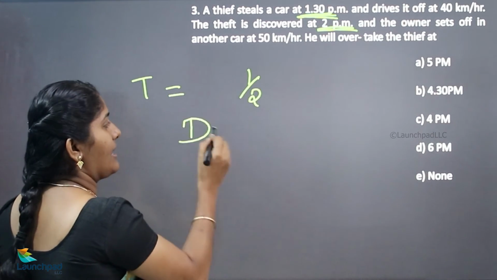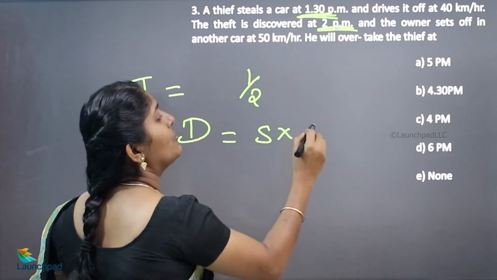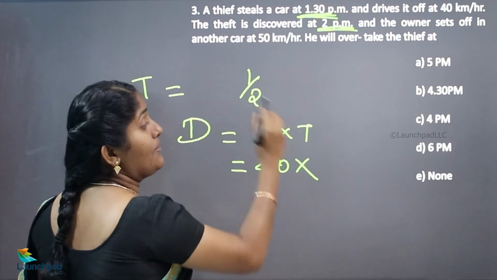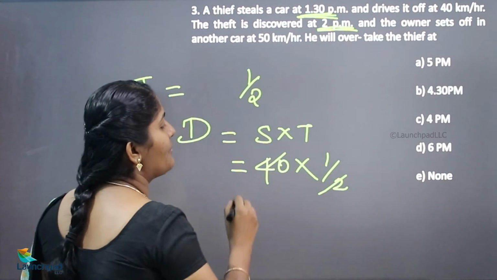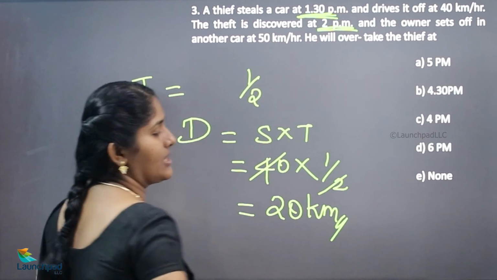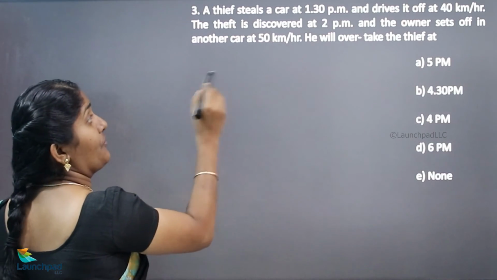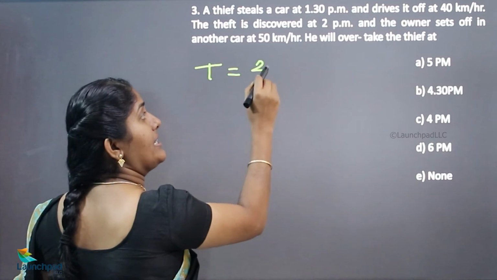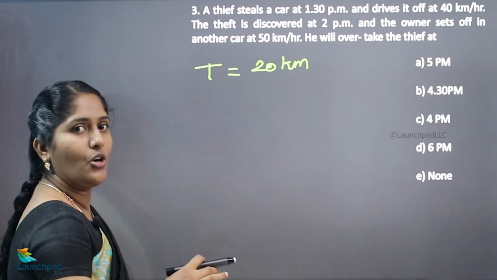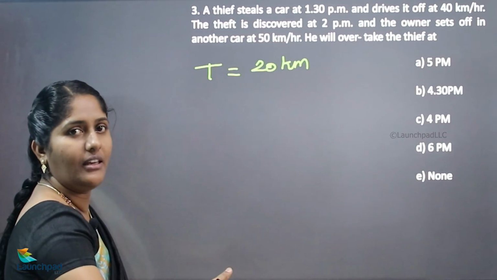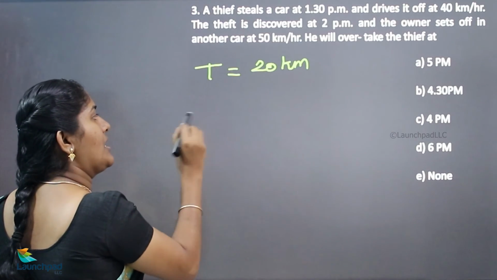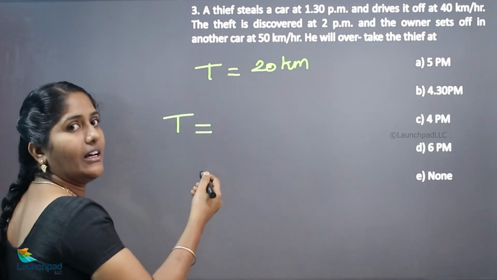How can we calculate it? Distance is equal to speed into time. What is the speed of the thief? 40 km per hour. Time taken is half an hour. So, in this half an hour, the thief covered 20 km. Now the owner must reach that 20 km, then only he overtakes the thief's car.